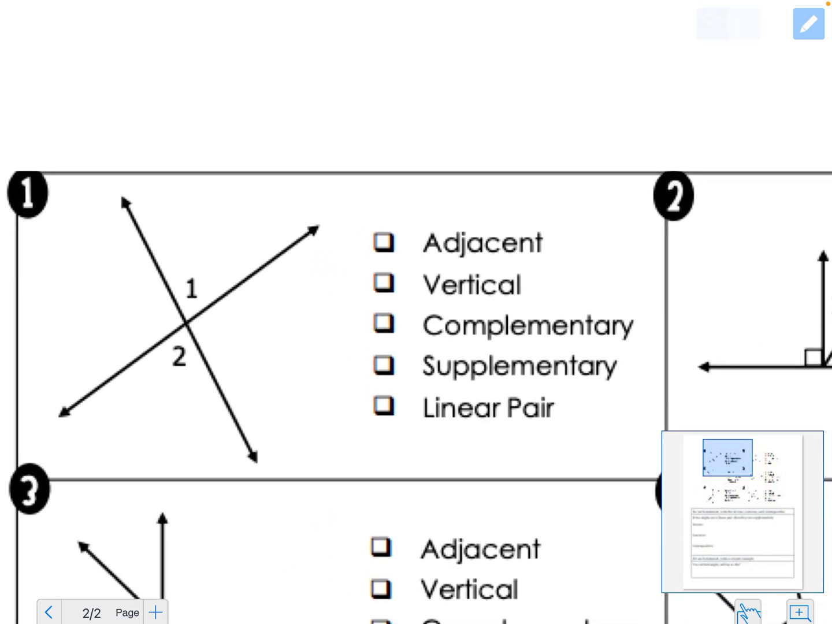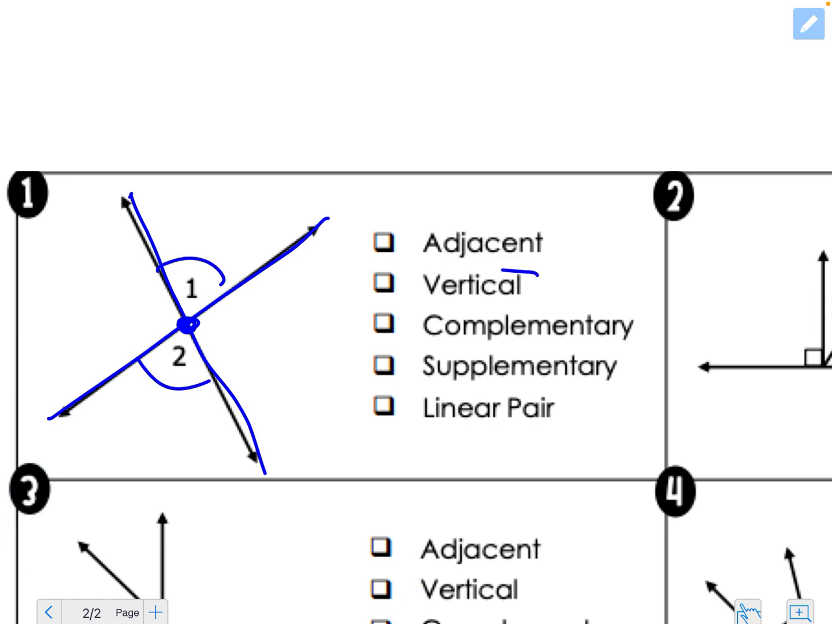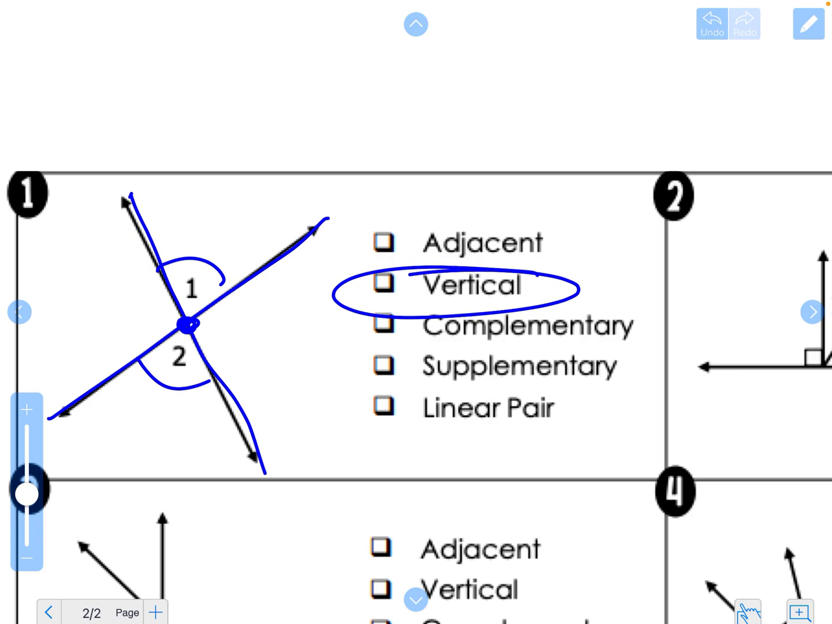So let's look at this first image here. I have two lines that intersect and have the same vertex, and I know that they are opposite of each other. So I know that those two are vertical angles. They're not adjacent, which means they can't be a linear pair, and I'm not given any right angle markers, and I'm not given any straight lines. So vertical is the only option for 1.